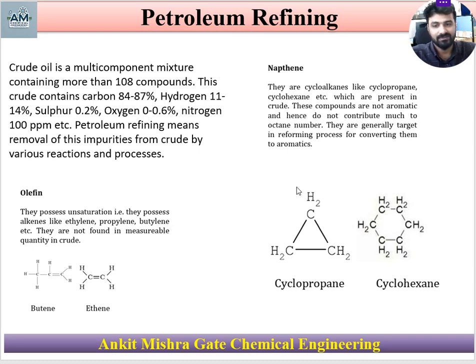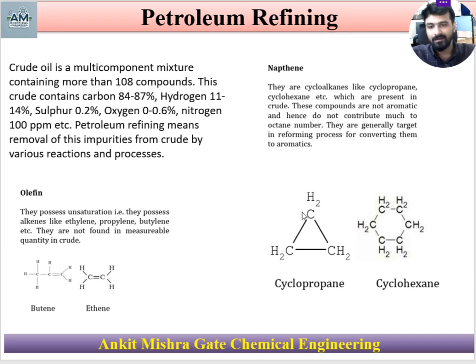Second one is naphthene. Here you can see a cyclic compound without double bond characteristics, right? That is called naphthene, and it also forms a significant part of the crude oil. These compounds are not aromatic, hence they do not contribute much to the octane number, right? Later on I will discuss the octane number. There you will understand the importance of aromatic compounds in increasing the octane number.